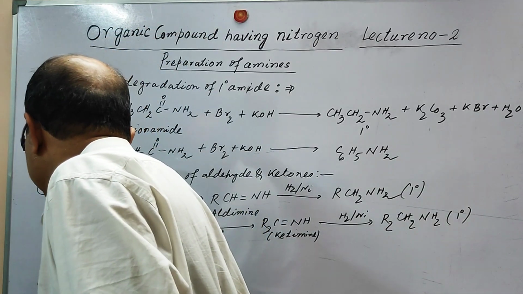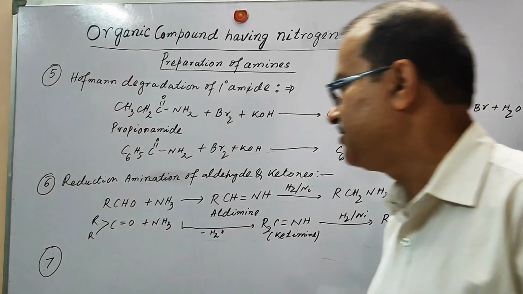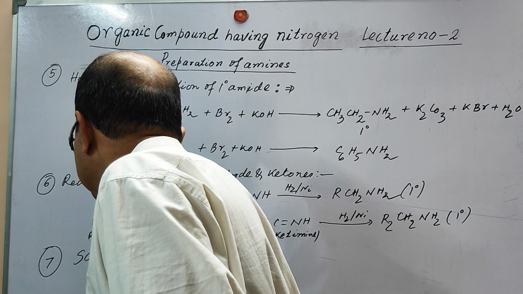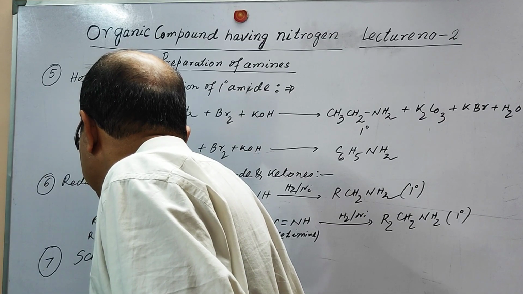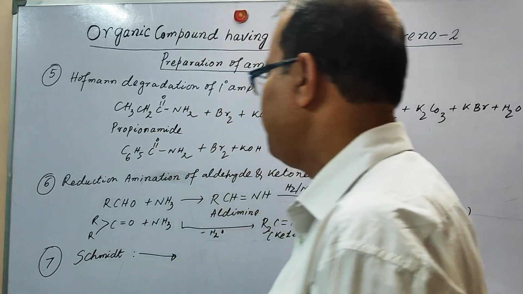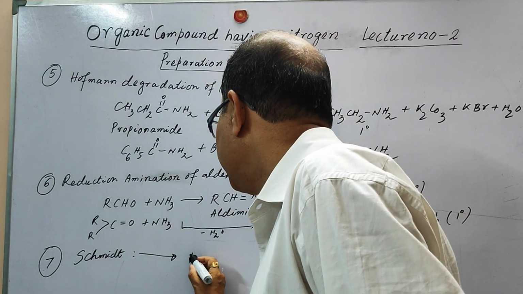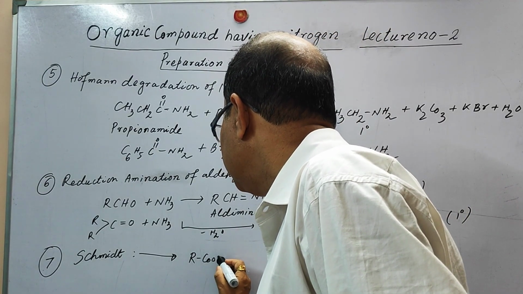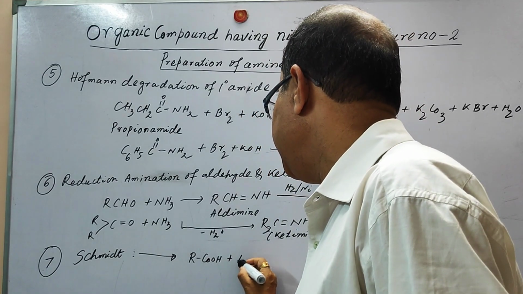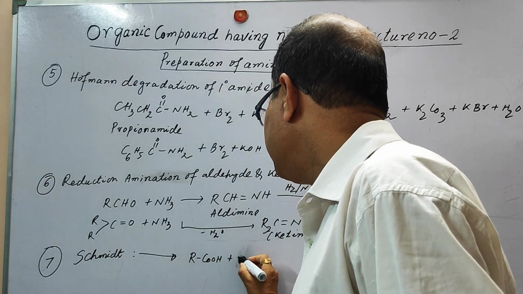The next reaction, that is the seventh reaction, this is the Schmidt reaction. This is the Schmidt reaction. In this reaction, that is a very important reaction, the reaction is carried out using carboxylic acid and hydrazoic acid.